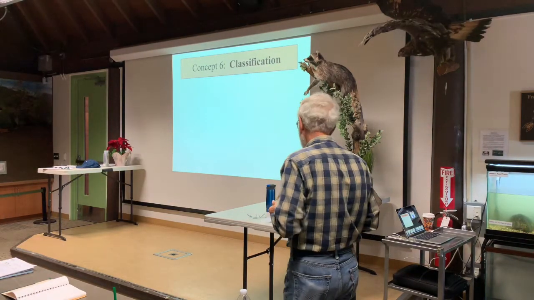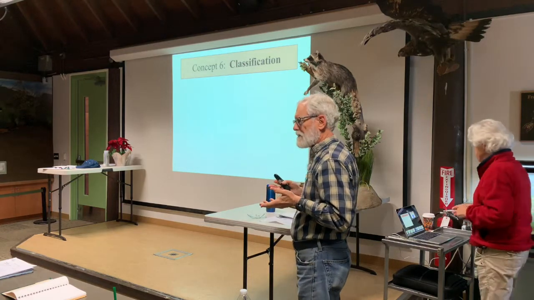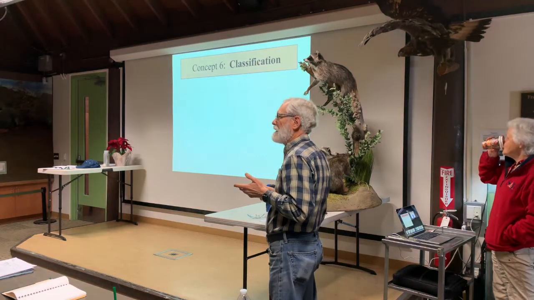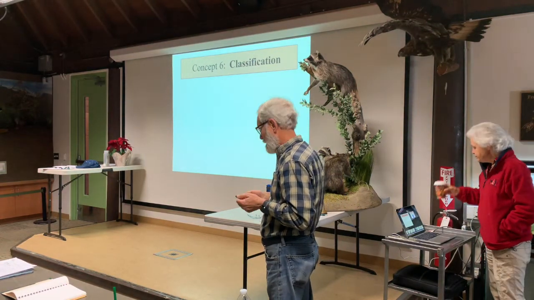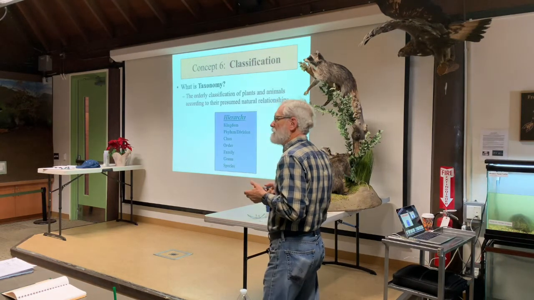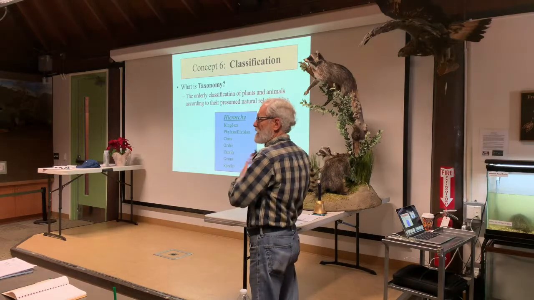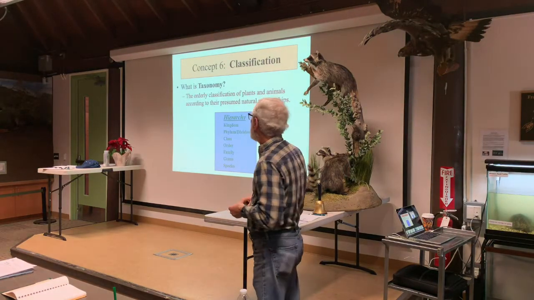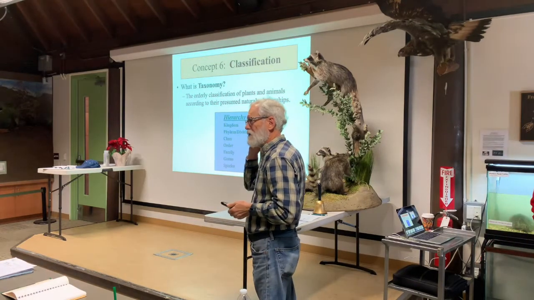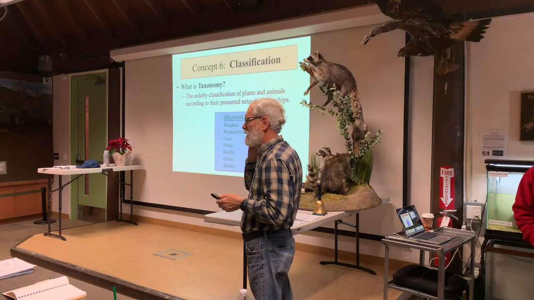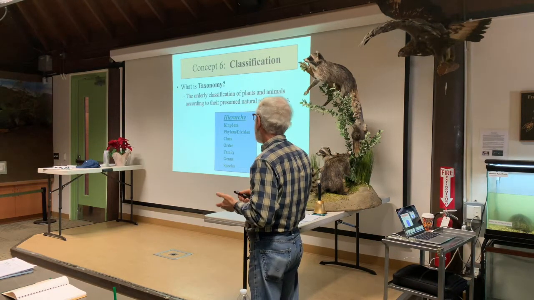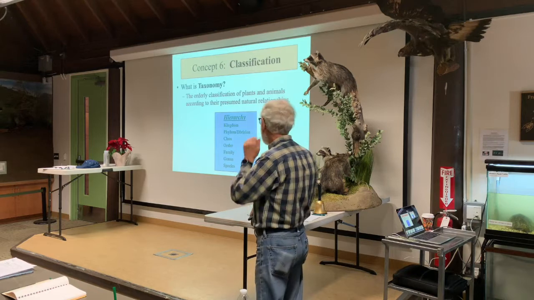I have a little bit about classification here, and that's a pretty dull topic for a lot of people. But it's important, especially when you're trying to learn more about plants. The scientific name for the classification of things is called taxonomy. It's the typically hierarchical structure that you learned in high school biology: kingdom, phylum, class, order, family, genus, and species.